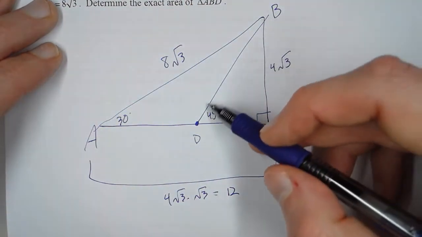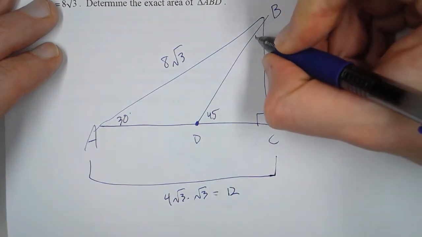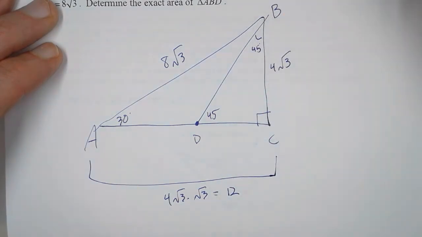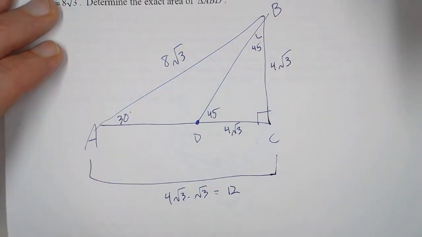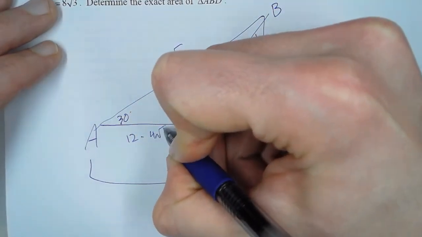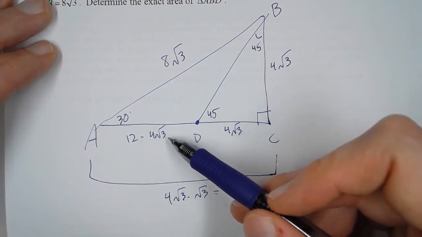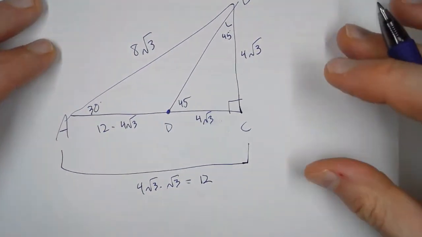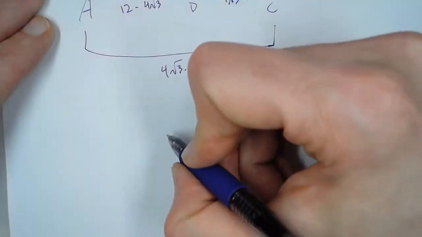However, this point D helps us, because this is 45 degrees, which means this is also 45 degrees. So now we have 4 square root of 3 right there. So what is this length? Well, this is 12 minus 4 radical 3. And we want it exactly, so we're not going to use a decimal, we're just going to write it this way. So we've got our base, we've got our height, so we can find our area.